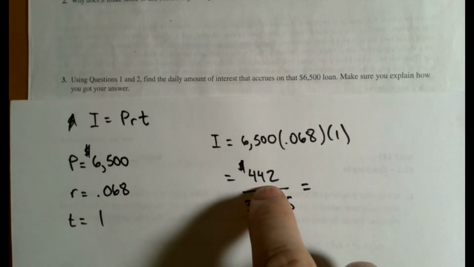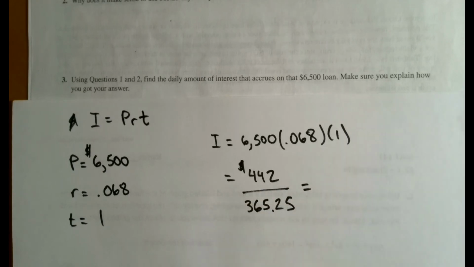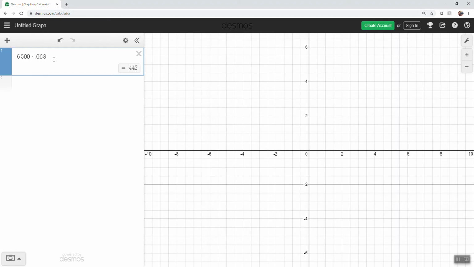So this is total interest, and this is the number of days in the year. When we divide this in Desmos, we get the amount of interest we're charged per day, whether we're in school or even out of school, either way. So there it is, $1.21 a day is what it's costing.